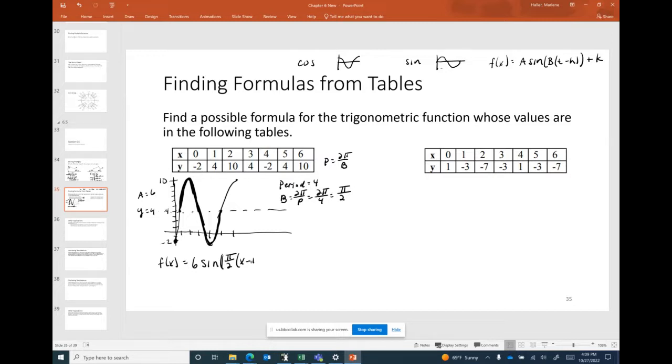Remember, horizontal shifts are counterintuitive. If we're moving right, we subtract. If we're moving left, we add. We're moving right here, so we subtract. And then we have the vertical shift, which is reflected by the midline, y equals 4, and it's positive 4, so we'll say plus 4. All right, so there's one equation that we could use for this graph. If I graph that equation, it's going to look like that.